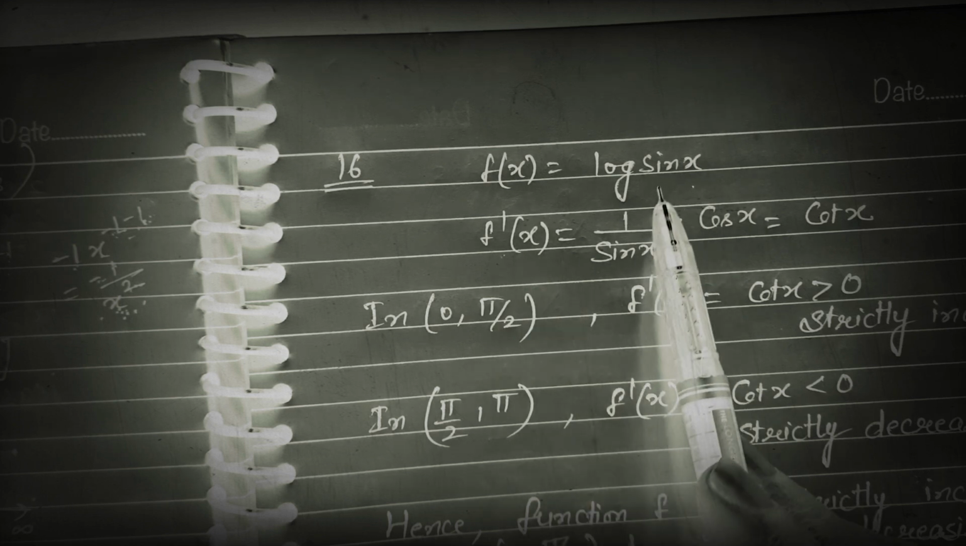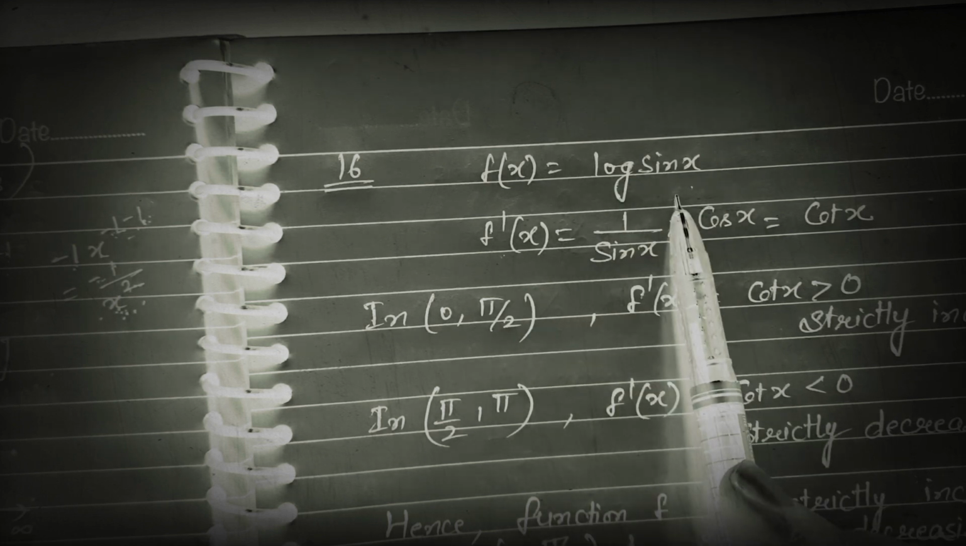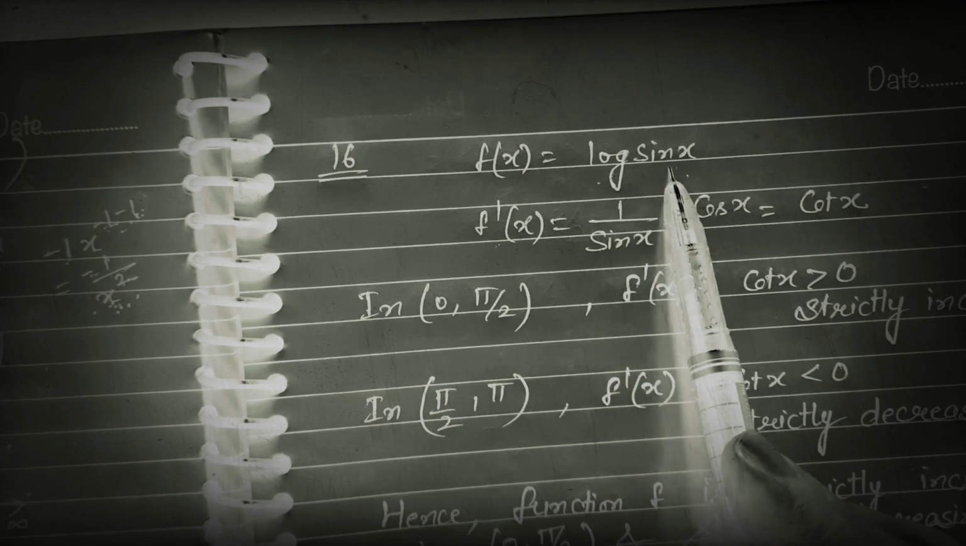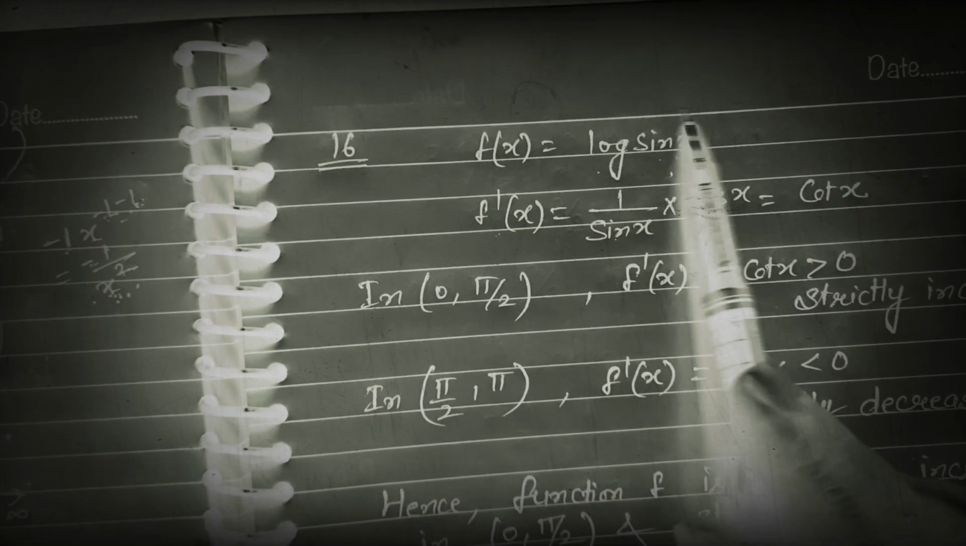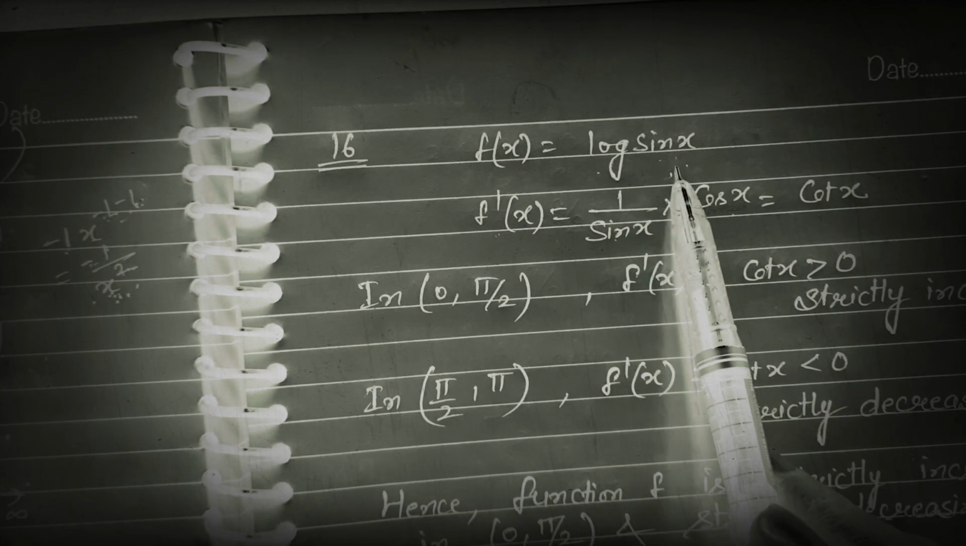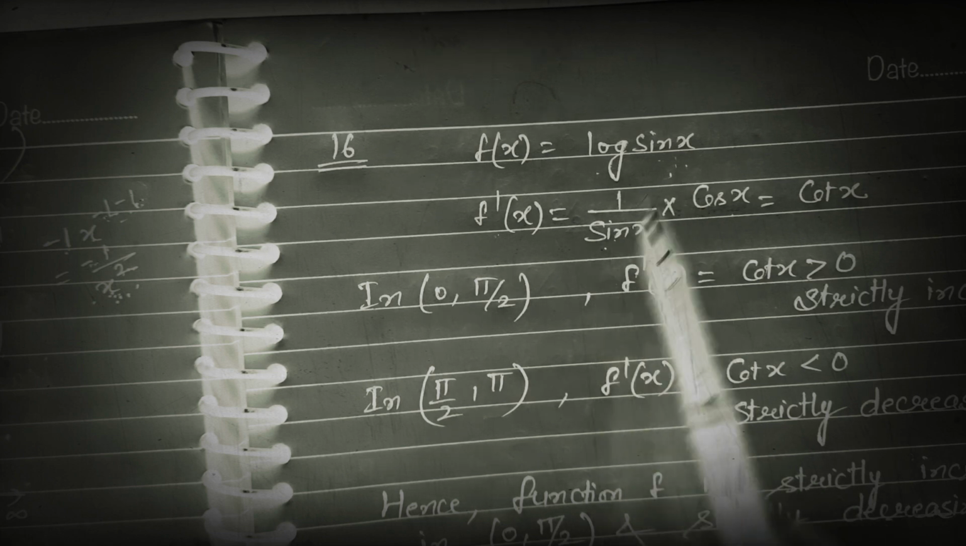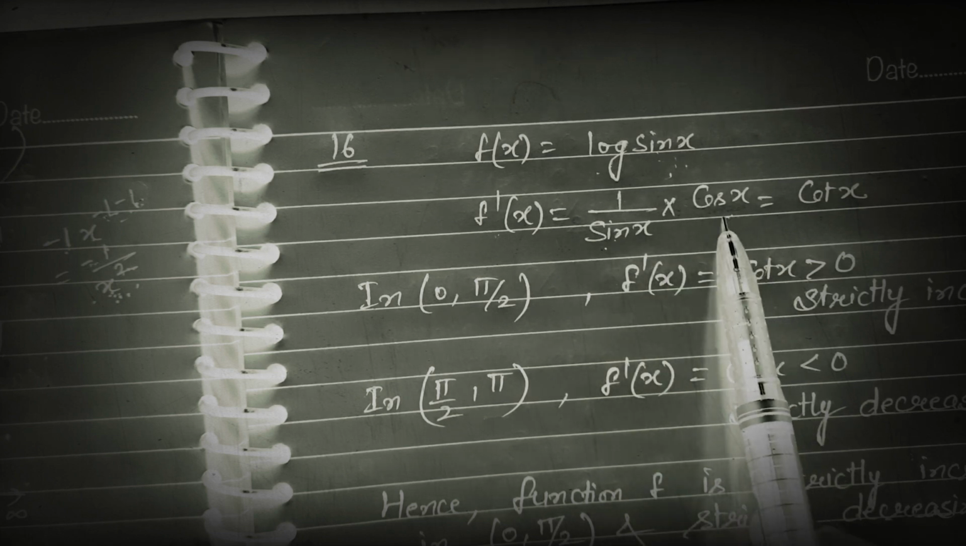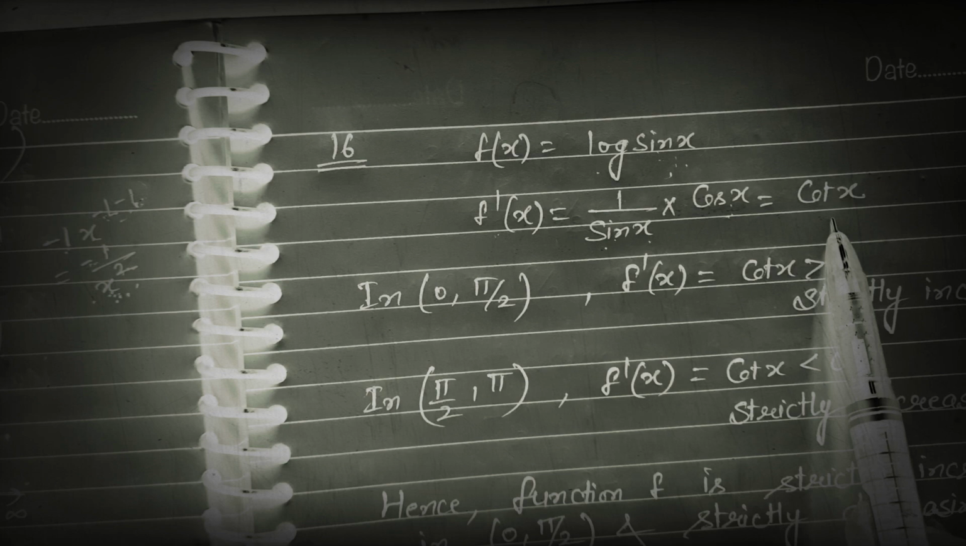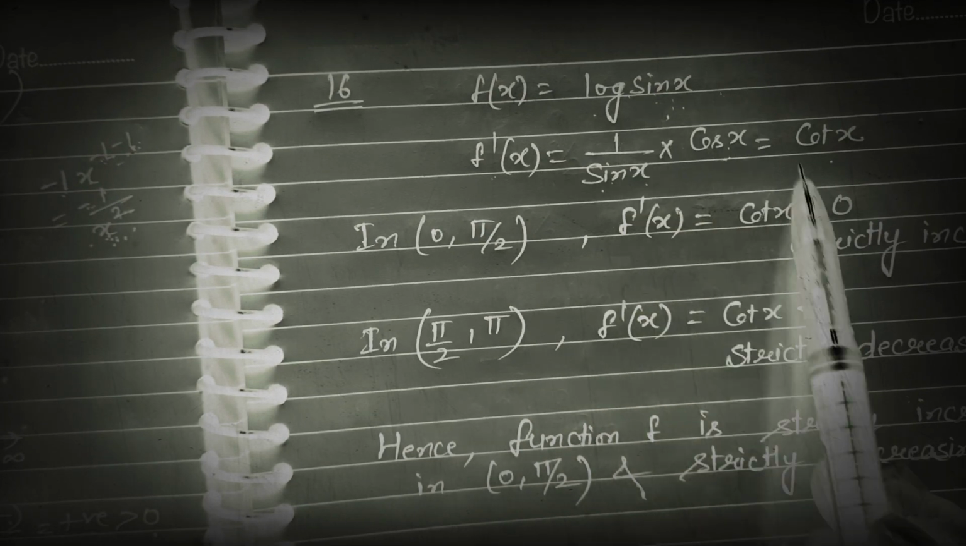F dash x will be, what is the derivative of log sin x? Suppose log t, its derivative is 1 upon t into dt by dx. So here it is log sin x, so 1 upon sin x into the derivative of sin x, which is cos x. So cos x upon sin x, that is cot x. It is the derivative of log sin x.